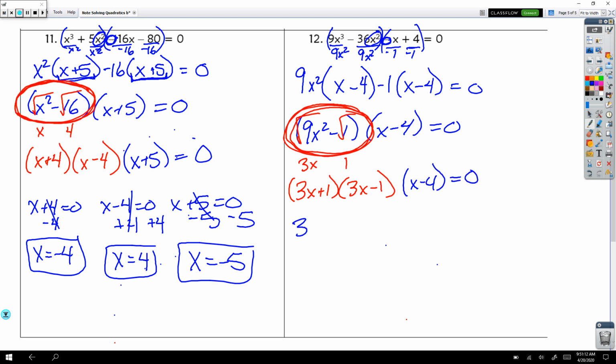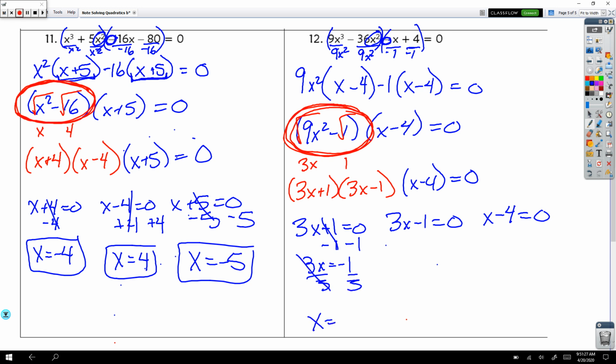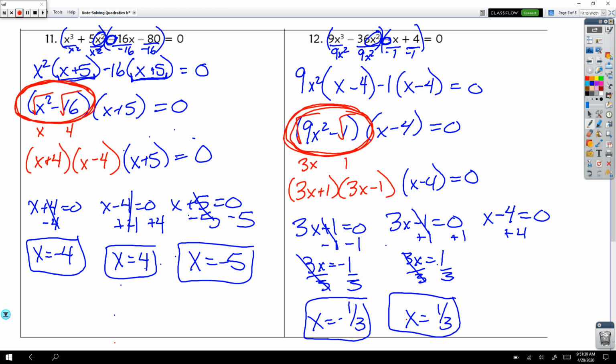Setting each factor equal to 0. Subtract. Divide. So x equals negative 1/3. Add the 1. Divide the 3. X equals 1/3. Add the 4. X equals 4. Alright, so that is solving quadratics by factoring.